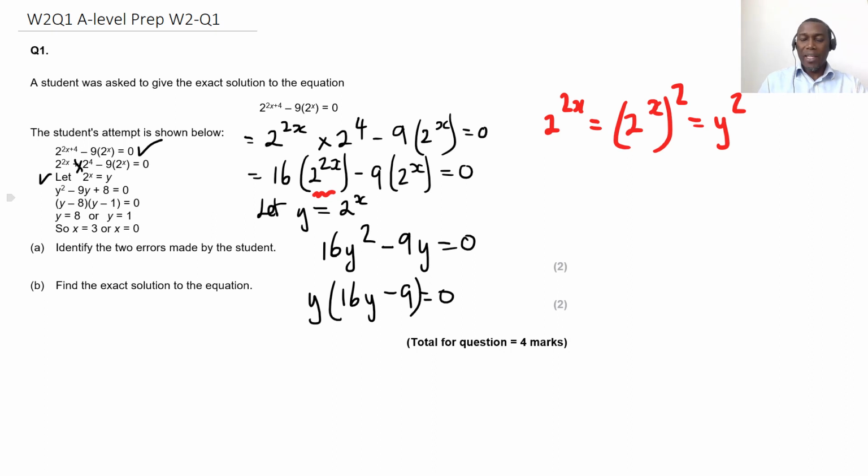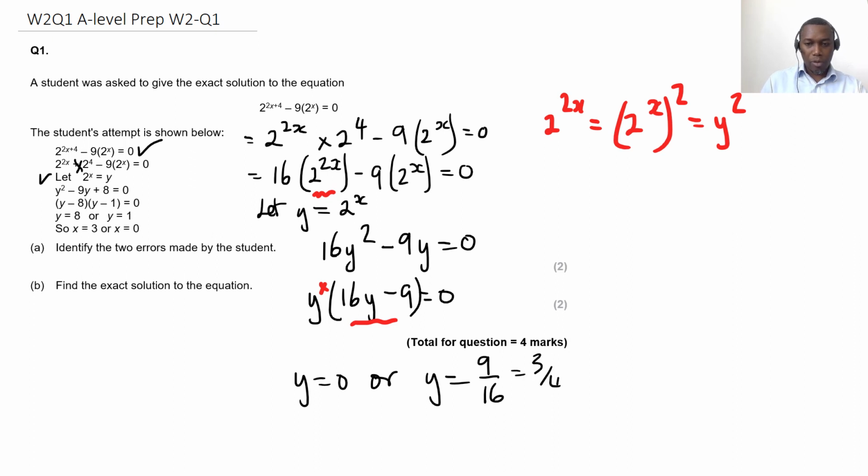Once we have the double brackets equal to 0, what does that actually mean? It either means that y is 0, because to get 0, one of the numbers I'm multiplying has to be 0. So y equals 0, or what value would make the bracket 0 in here? y would have to be 9 on 16, which is equal to 3/4. That's the only answer that will work here.